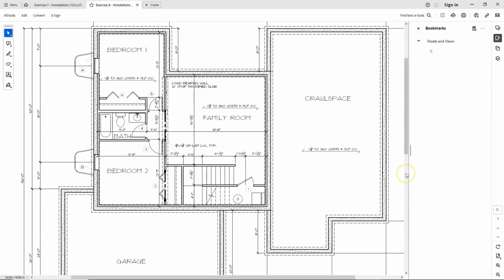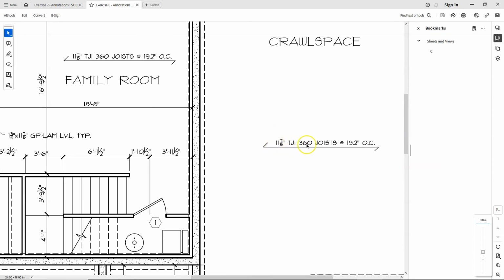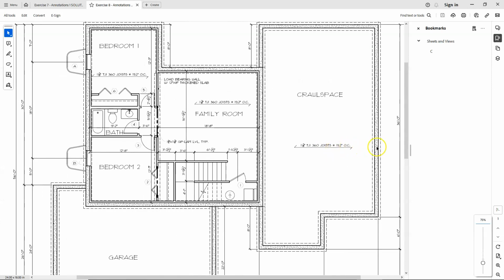Other annotations that we're going to see on the inside are related to the structural components above. So these notes right here, this TJI 11 7/8 TJI 360 joist at 19.2 inches on center, is referencing the floor joists that are spanning across this opening, and they are actually running left and right, and the spacing is north to south. Where you see a separate note, that means that's going to be a different size joist in that area.